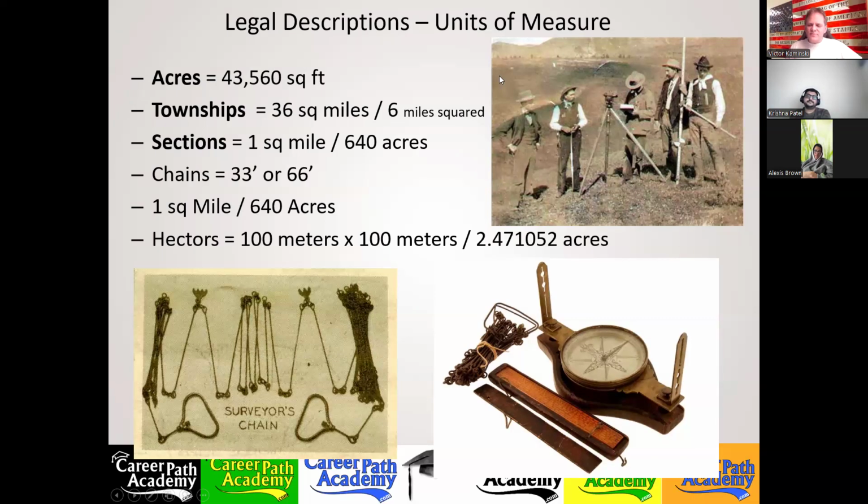So here's some units of measure we need to know. How many feet in an acre? The township is 36 square miles or 6 miles squared, which we didn't get into yet. And a section is 1 mile square, and there's 640 acres in a section. You don't need to know about the 640 acres. You just need to know that a township is 36 square miles and a section is 1 square mile. Those 36 square miles, each square mile is referred to as a section within a township. Okay, then we have other units of measure. We don't need to learn about hectares or anything like that, but acres, townships, and sections, you do.